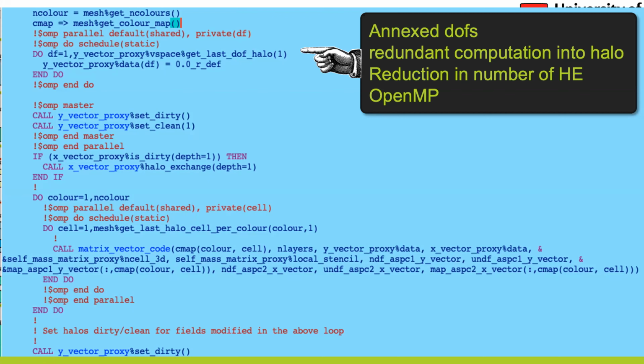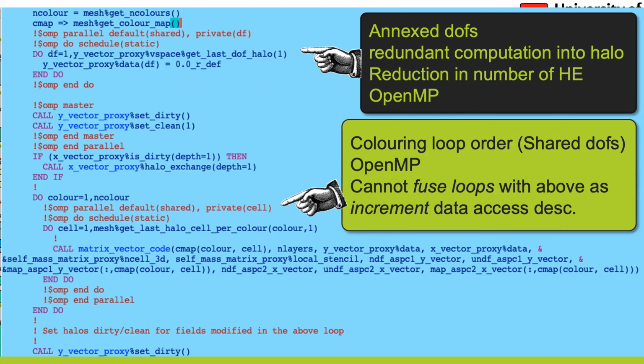And so after that, y has been set to the scalar 0 before we start. Then it sets all the halo flags to be dirty, but we have computed out to depth 1, so depth 1 is now clean. So we no longer need to do the halo exchange. This leads to a reduction in the number of halo exchanges. That's great. And as I said, we can now do it with OpenMP.